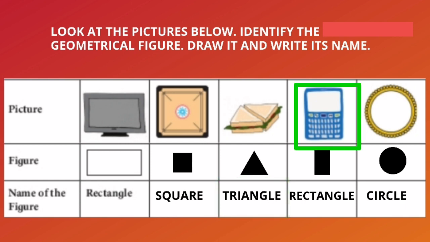The next is a mobile phone. It has a rectangle shape. So draw a rectangle over here and write the name as rectangle. The last one is a bangle. It has a circle shape. So draw the circle over here and write the name as circle.